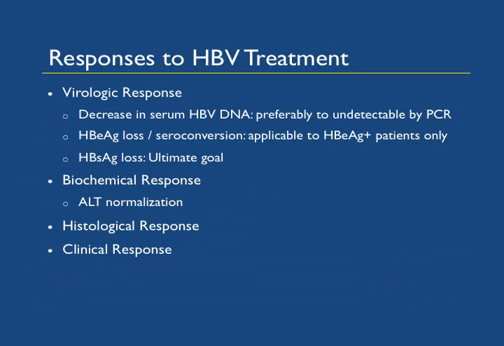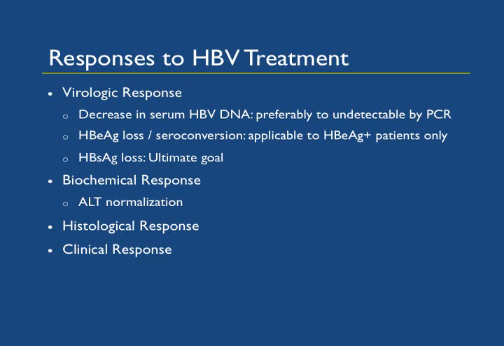I've mentioned that one of the very important reasons for ordering the HBV DNA assay is to monitor response to treatment. We now have 7 approved treatments for hepatitis B, and when we treat patients, the way we monitor the response is by the virologic response. We certainly hope to drive the virus down to undetectable. We hope to see e antigen loss and e antigen seroconversion in those patients who were originally e antigen positive. The ultimate goal is hepatitis B surface antigen loss, but that happens rarely. We also like to see improvement in liver enzymes.